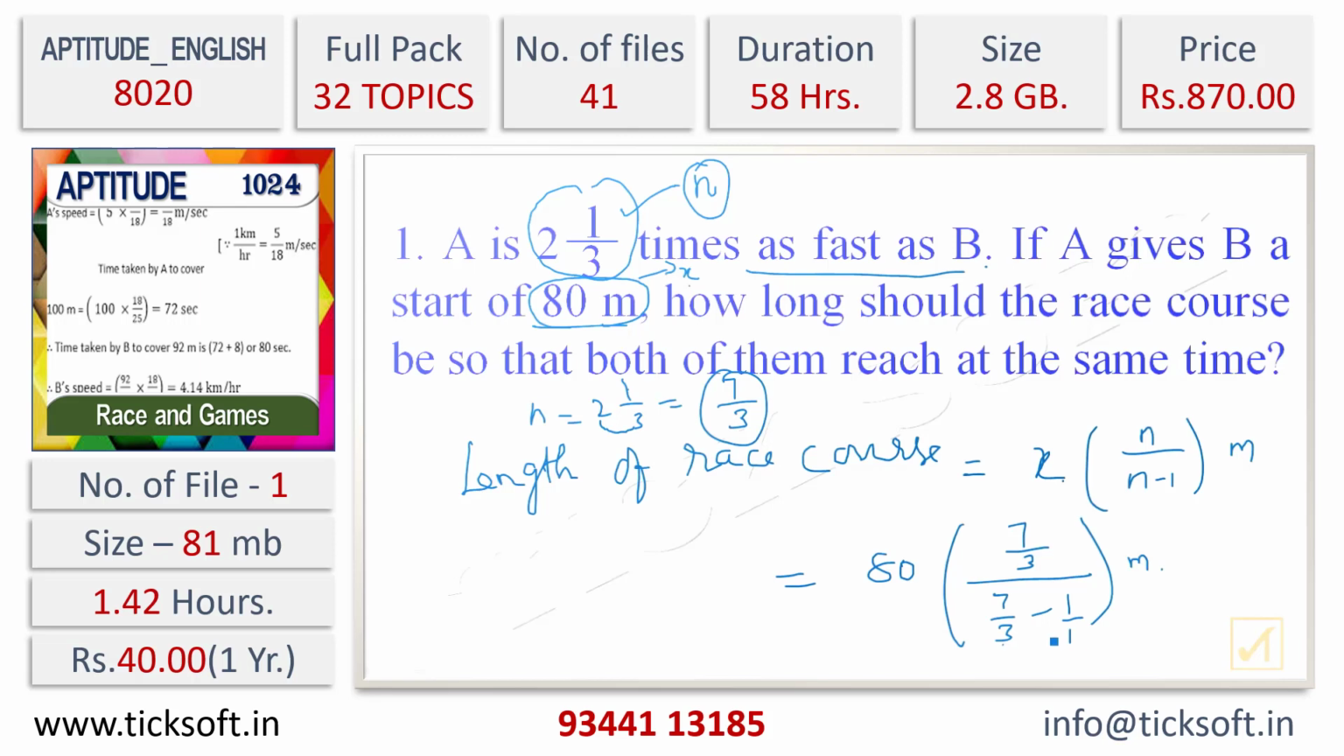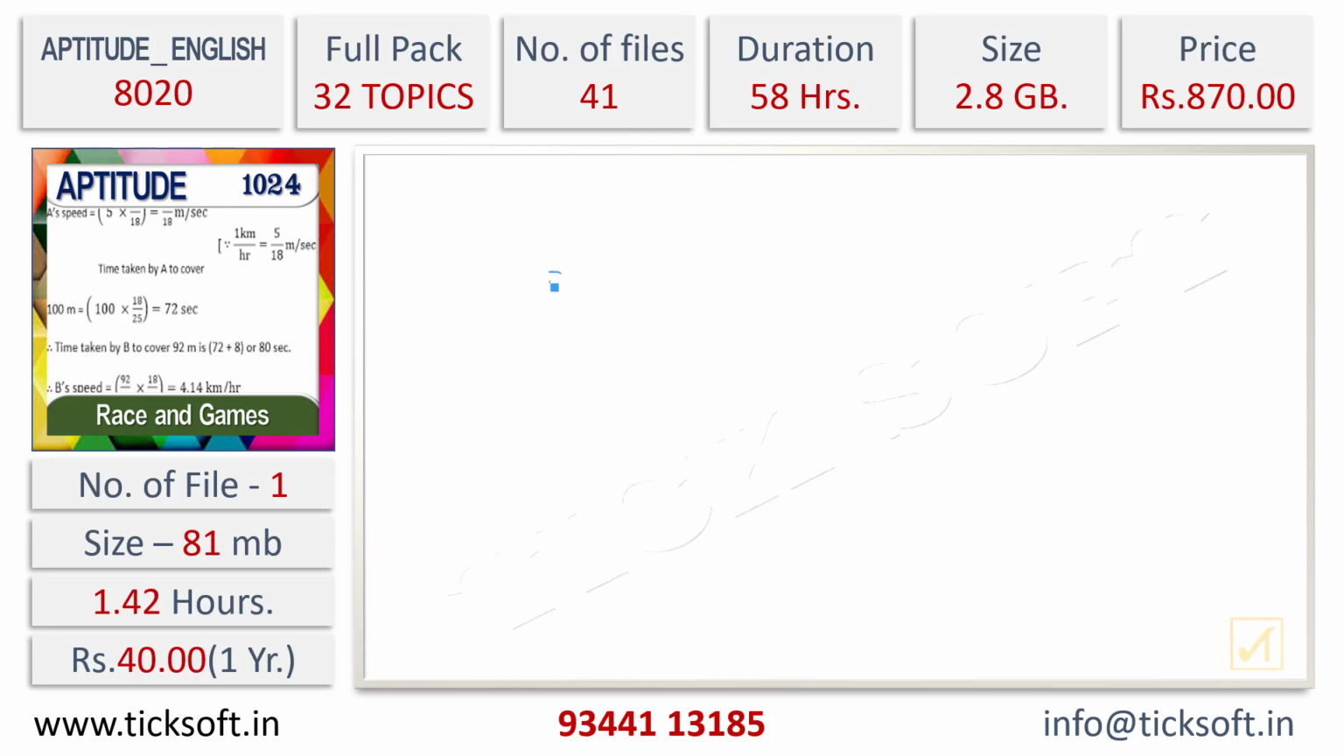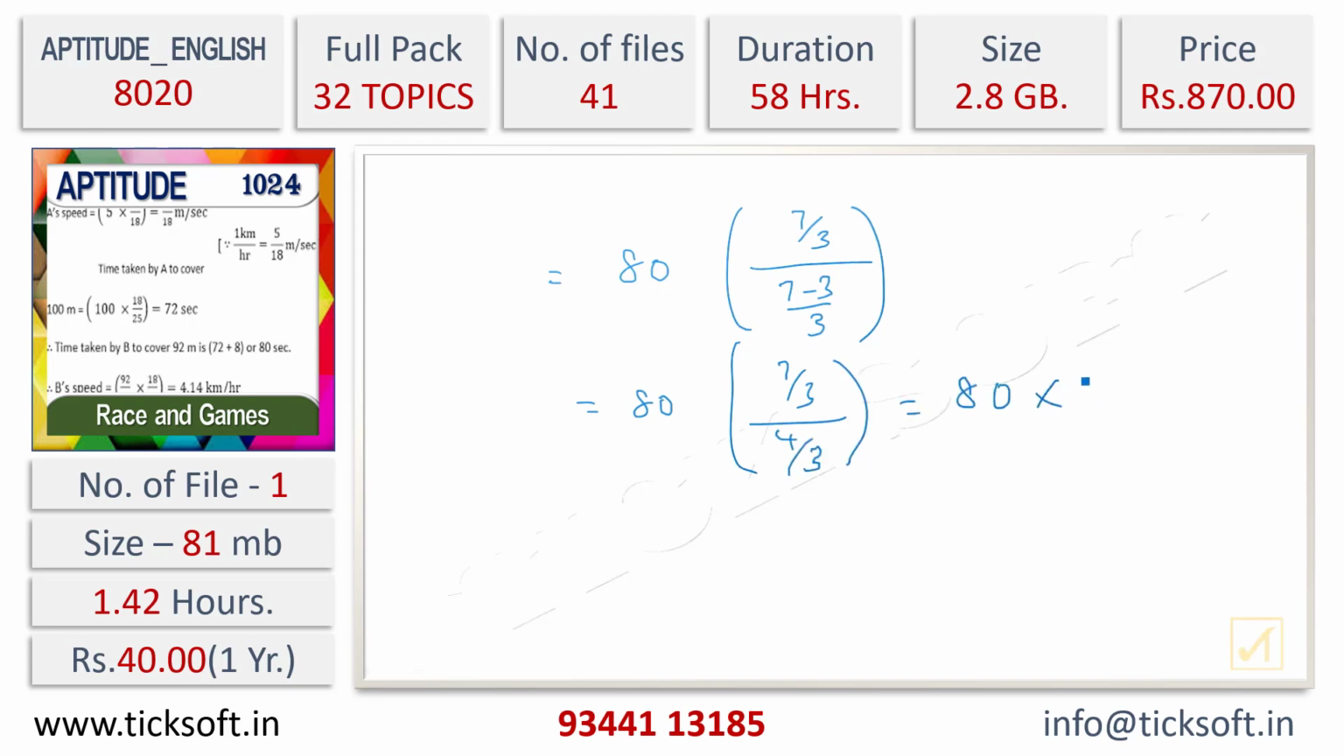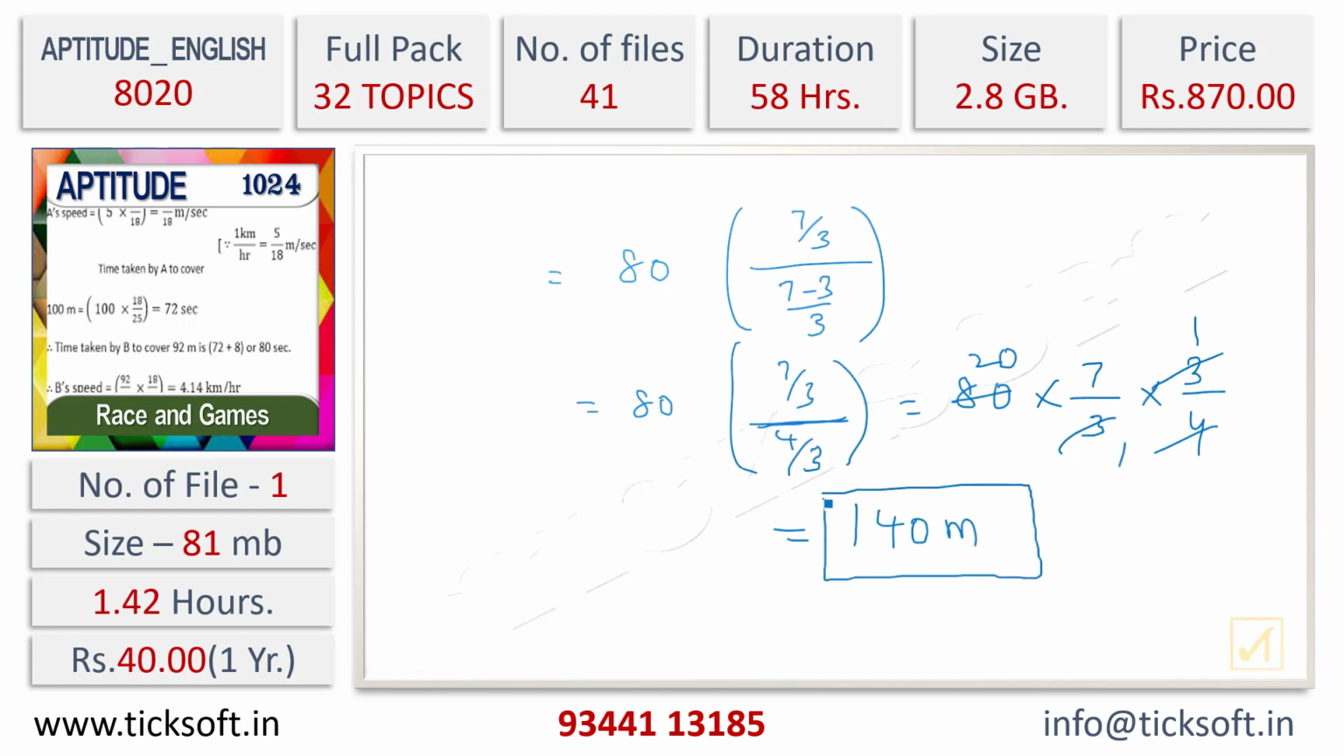Now if we take the LCM of 1 and 3 we get 3, so 1 into 3 will be equal to 3. Therefore we get the length of the race course as 80 into 7/3 divided by (7 minus 3)/3. So this is equal to 80 into 7/3 divided by 4/3, since 7 minus 3 is 4. Now we can convert this division into multiplication, so we get 7/3 into 3/4. If we divide these two values we get 1, and if we divide these two values we get 20, and 20 into 7 is 140. So this is the length of the race course.